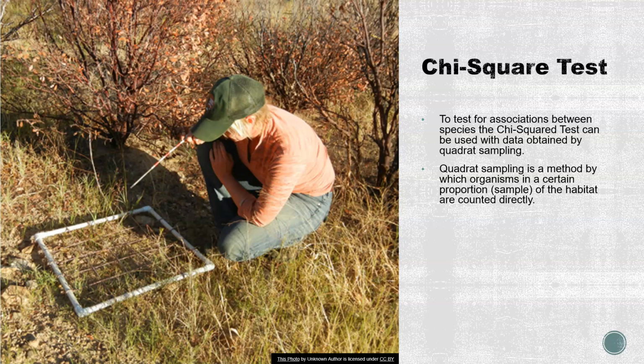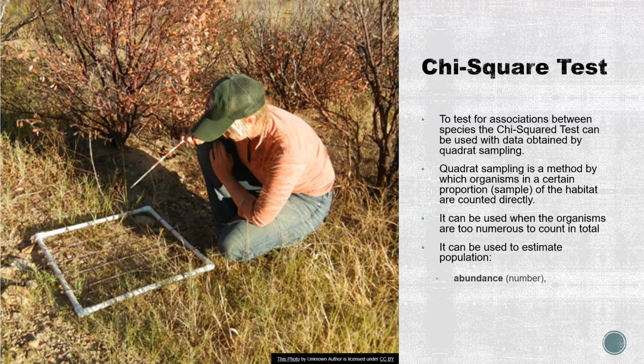So quadrat sampling is a method by which organisms in a certain proportion of a habitat can be counted directly. So we can count those individuals, but how do we compare it? Chi-squared can be used to estimate population abundance, density, frequency of occurrence, distribution. Depending on what you're looking at depends on what you're using the chi-squared test for.